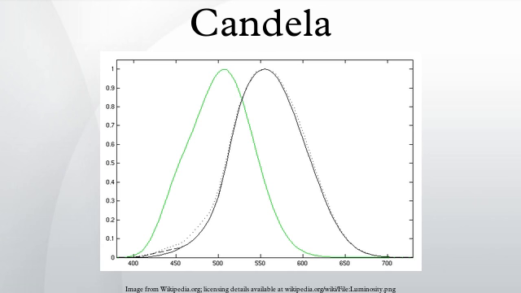is the luminous intensity, in a given direction, of a source that emits monochromatic radiation of frequency 540 × 10^12 Hz, and that has a radiant intensity in that direction of 1/683 watt per steradian. The definition describes how to produce a light source that emits 1 candela. Such a source could then be used to calibrate instruments designed to measure luminous intensity.